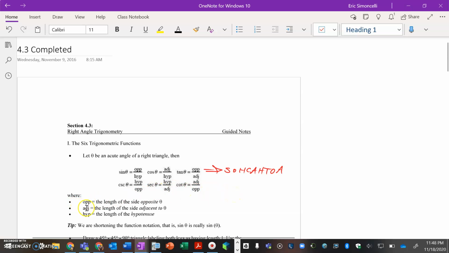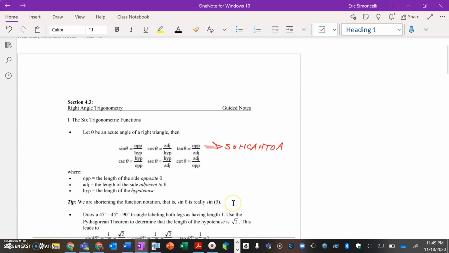Where OPP stands for the length of the opposite side to theta, ADJ is the length of the side adjacent to theta, and HYP is, of course, the length of the hypotenuse. In our prior discussion, we took a look at how, when we look at a right triangle, we're able to make these connections. As a tip, we are shortening the function notation, that is, sin is read as sine theta. So you do need to consider that the sine of the angle in parentheses will be denoted as such.